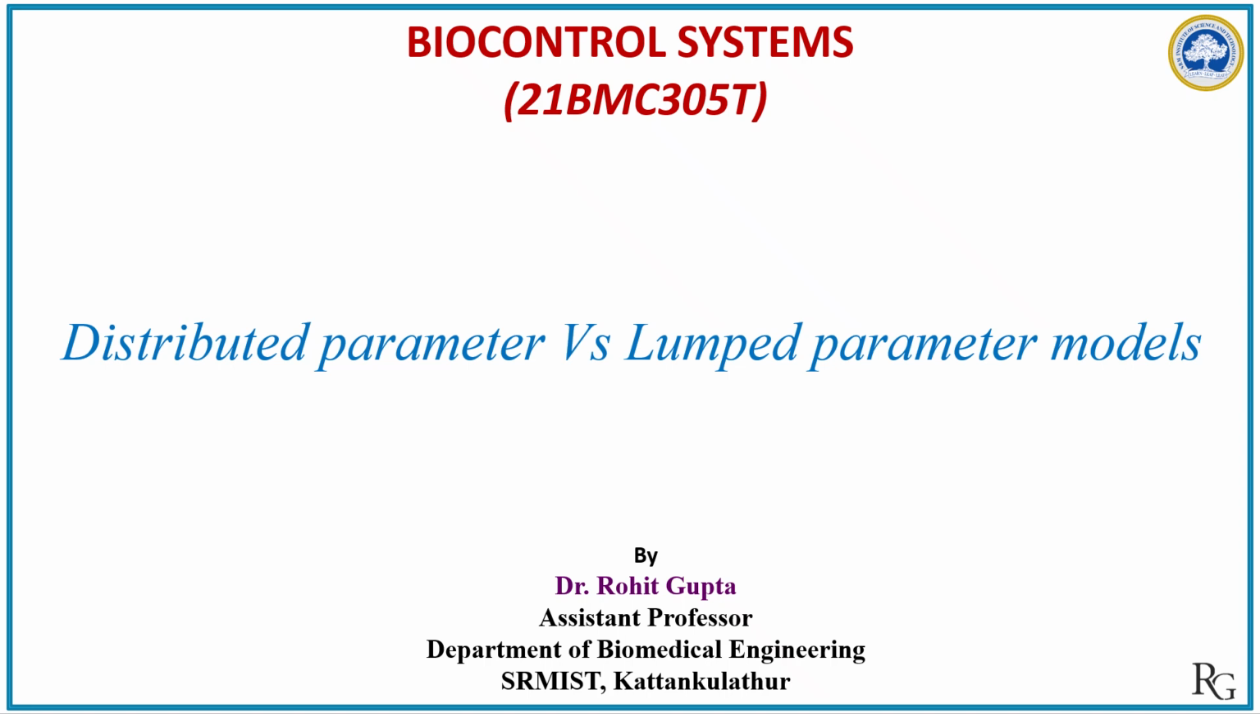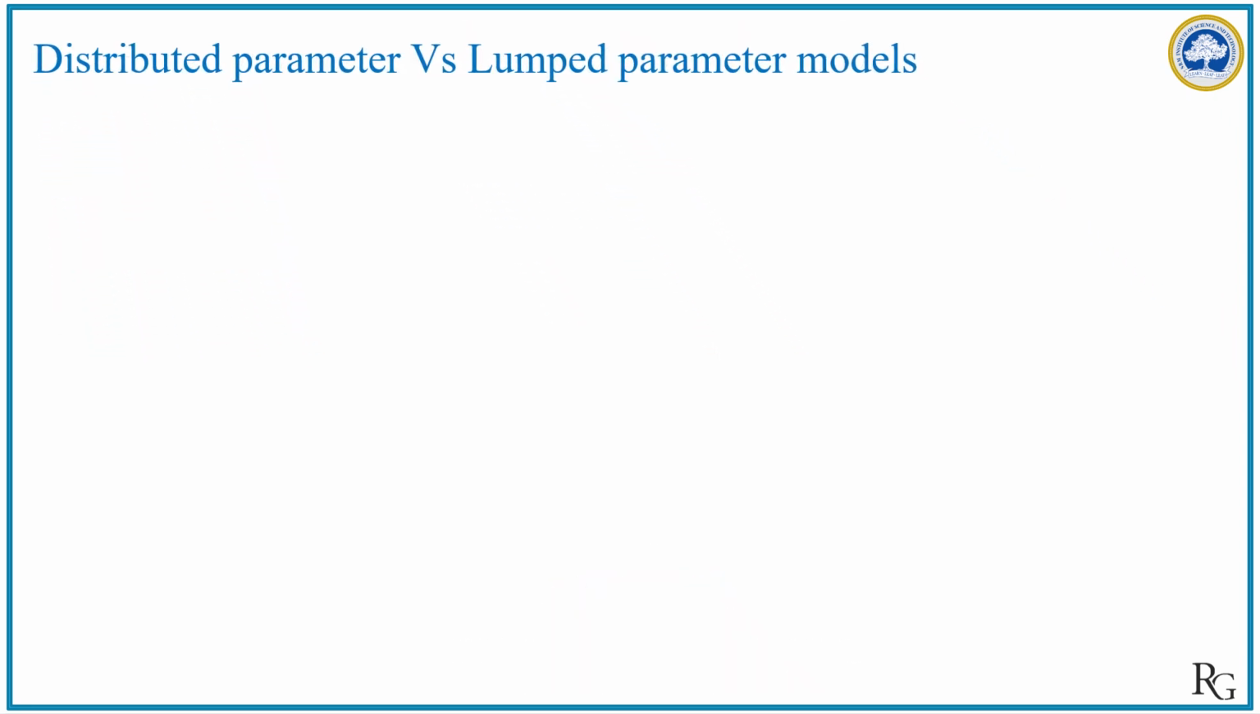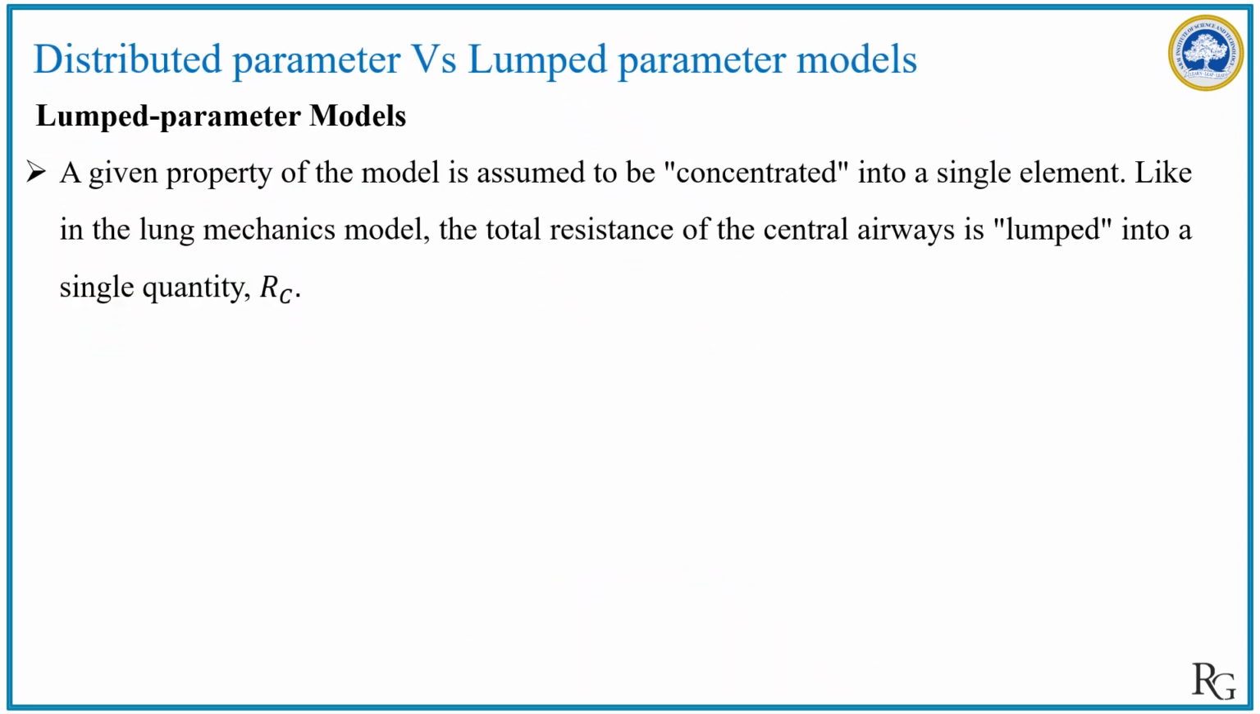Hello students, in this session we will see what is the distributed parameter model and what is the lumped parameter model. The lumped parameter model can be defined like this: if a given property or characteristic of the model is assumed to be concentrated into a single element, like in the lung mechanics model which we have developed previously.